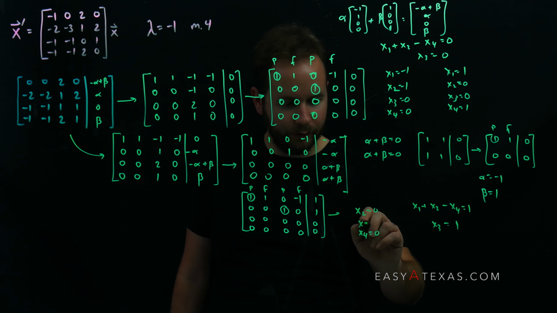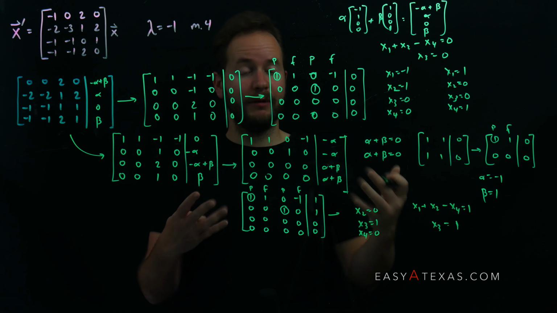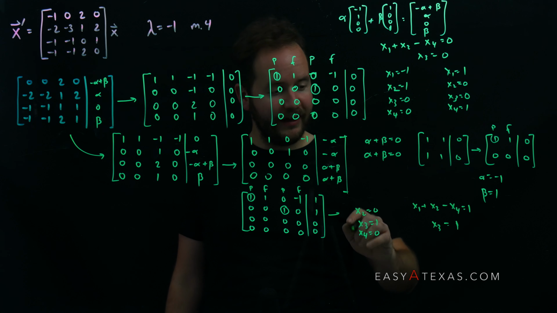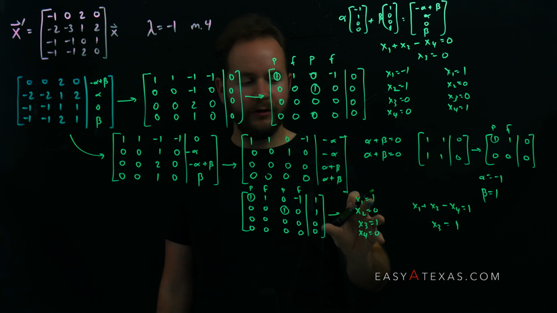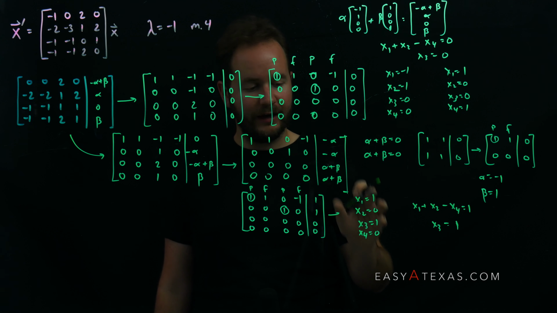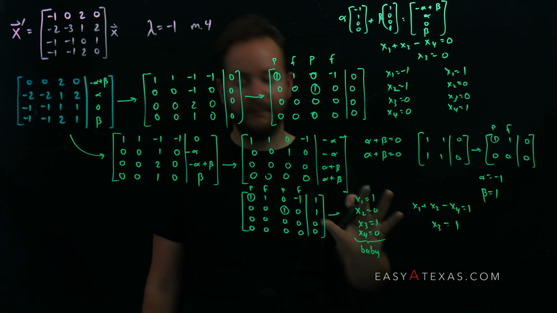So I got x3 equals 1. I said, x2 and x4, they're free variables, but this time I can let them equal 0, and if they do equal 0, I can say x1 equals 1. So I now have this new eigenvector here, 1, 0, 1, 0. What I'm going to do with this eigenvector, I'm going to hold off for a second. In fact, I call this eigenvector the baby. It's kind of a weird name for it, but that's the baby eigenvector.